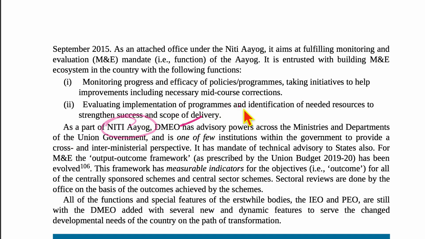As part of Niti Aayog, DMEO has advisory powers across ministries and departments of the Union government, and is one of the few institutions within the government to provide a cross and inter-ministerial perspective. It has a mandate of technical advisory to states also. For M&E, the output-outcome framework as prescribed by the Union Budget 2019-20 has been evolved. This framework has measurable indicators for objectives, that is outcomes, for all centrally sponsored schemes and central sector schemes. Sectoral reviews are done by the office on the basis of outcomes achieved by the schemes. All the functions and special features of the erstwhile bodies IEO and PEO are still with DMEO, added with several new and dynamic features to serve the changing development needs of the country on its path of transformation.